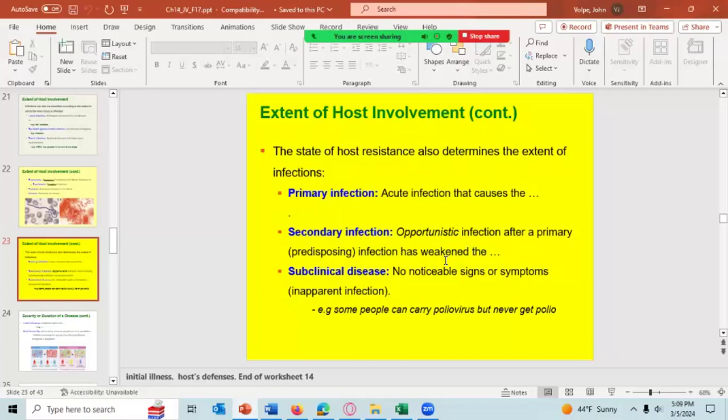So the primary infection predisposes the patient to the secondary infection. And the secondary infection is often an opportunistic infection, meaning a microbe of our normal microbiota, which then goes in and causes the secondary infection. A subclinical disease is when a patient has no noticeable signs or symptoms. So they have an inapparent infection. And we have talked about that before.